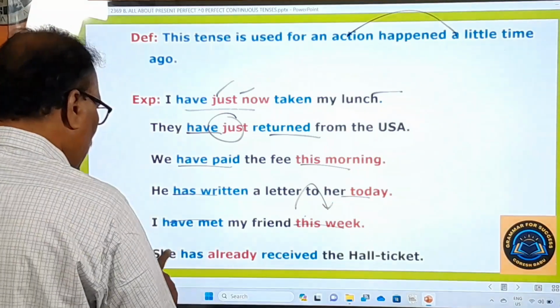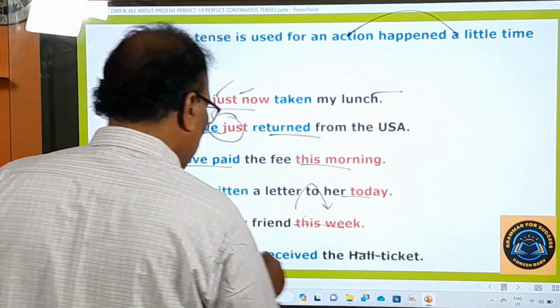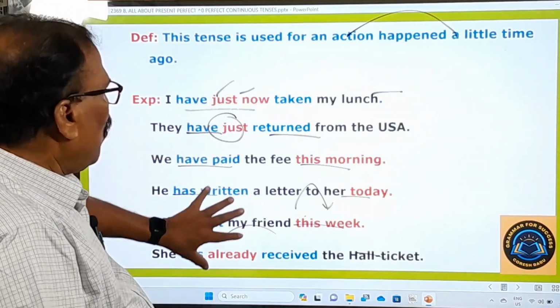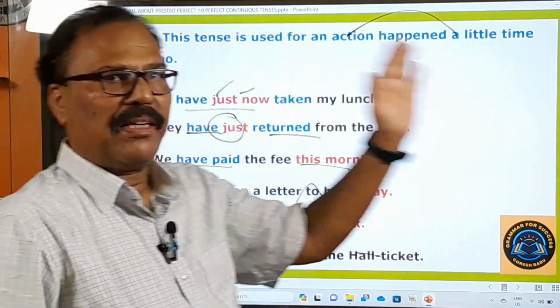So here you think this week, this week, the word this is indicating that the week is not longer but a very near time. It is making this time very near, and it is turning this week into a present action only. One more example is that she has already received the hall ticket. Already, this action has already happened. So these are all the actions happened a little time ago.